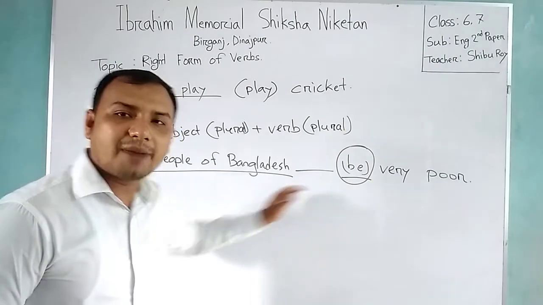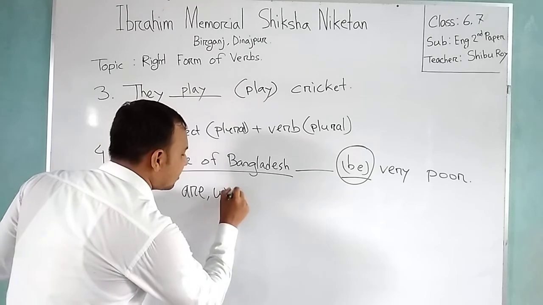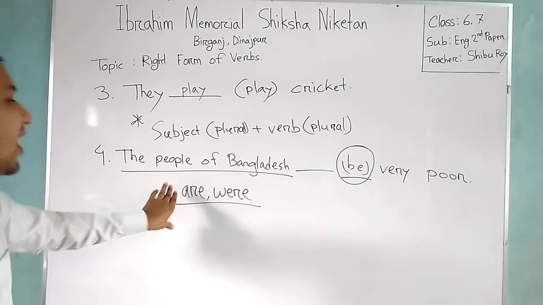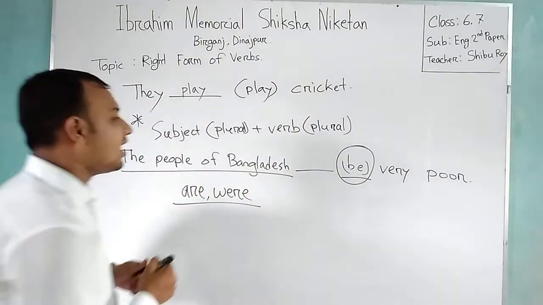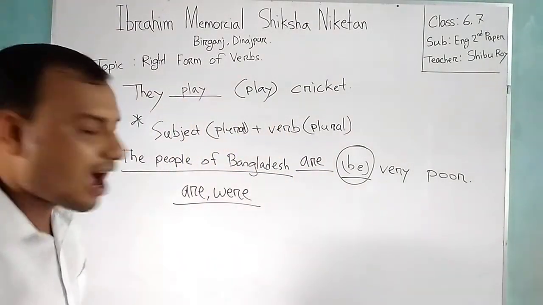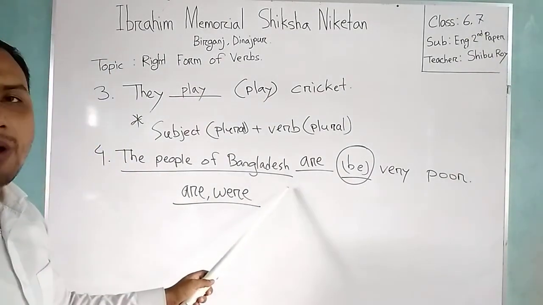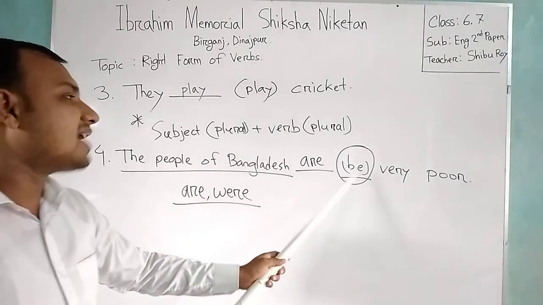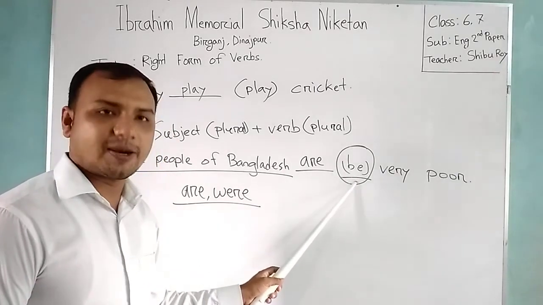So what are the plural verbs? The plural verbs are, or were. So what will we put here? We will put here: The people of Bangladesh are very poor. As the subject is plural, we need to put the plural verb, as we are told to use the verb.